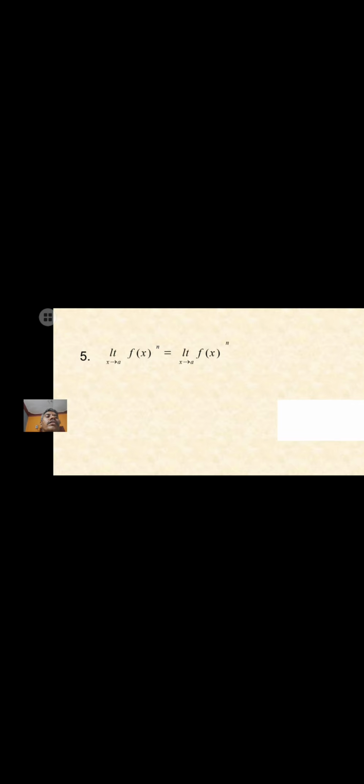So on the right side the whole term is kept in a bracket except the power, which is outside. On the left side it is only f of x whole power n. So we can take the limit inside the bracket and put the power outside. Or, if it is totally covered, we can take the limit outside from the function. So this is the property.